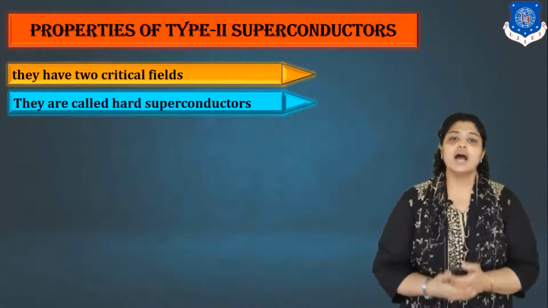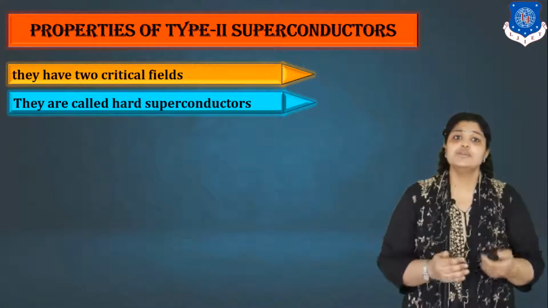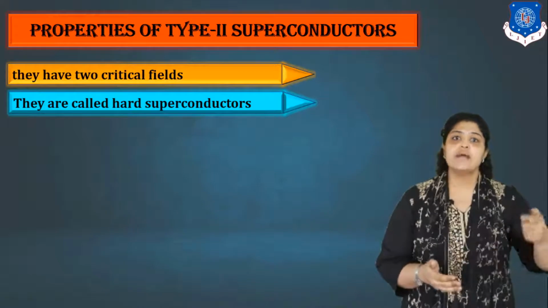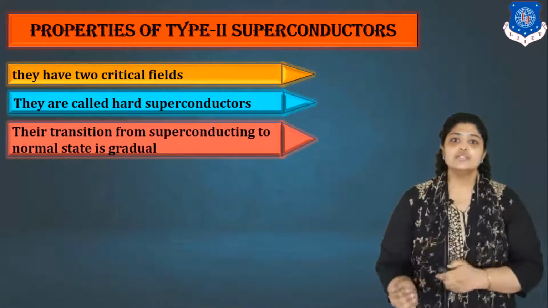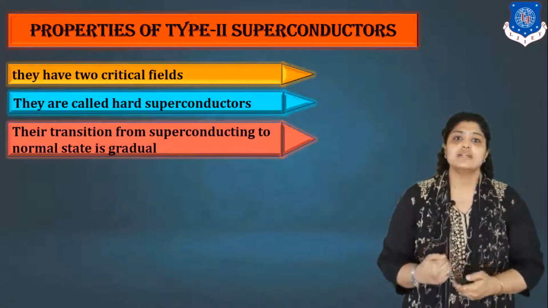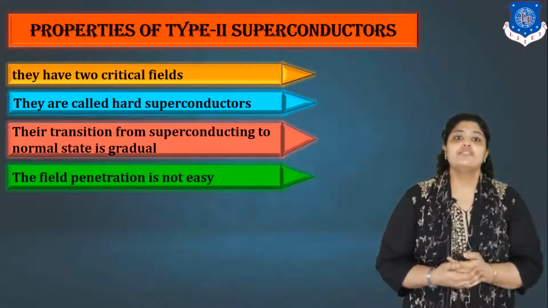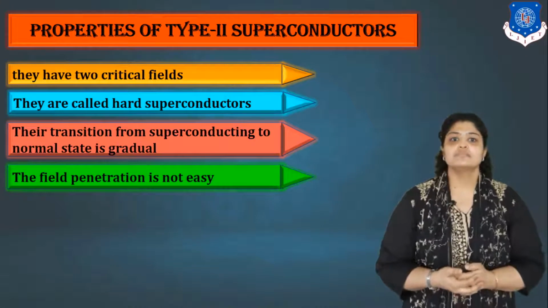Next, they are called hard superconductors because it is difficult to destroy the superconducting state. Why? Because gradually the magnetization reduces. Next, the transition from superconducting state to normal state is gradual. It is not sudden. Slowly the magnetization reduces. Field penetration is not easy, again because the transition is gradual.